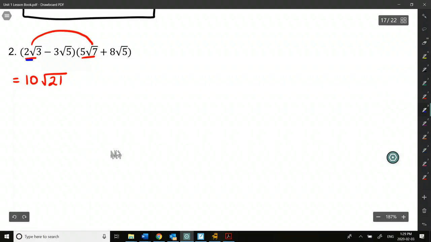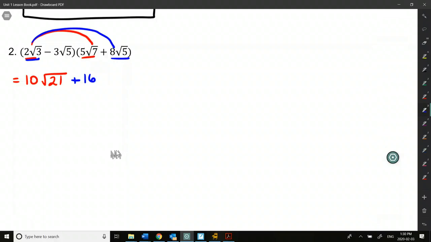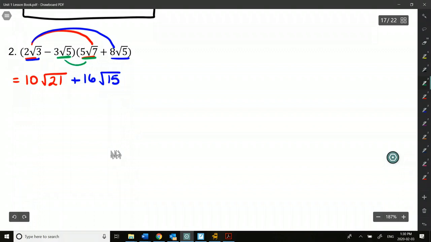Okay, then we're going to do outsides. So we're going to do 2 root 3 times positive 8 root 5. So 2 times 8, it's going to be positive, firstly. 2 times 8, 16. And root 3 times root 5, root 15. Perfect. Halfway there. Okay, now you're going to do insides. So negative times a positive, I'm going to get a negative term as my next one. 3 times 5 is 15, yep. And root 5 times root 7, root 35.